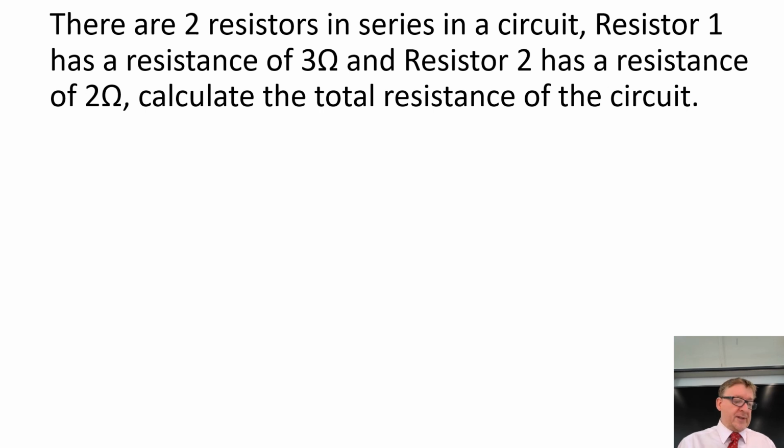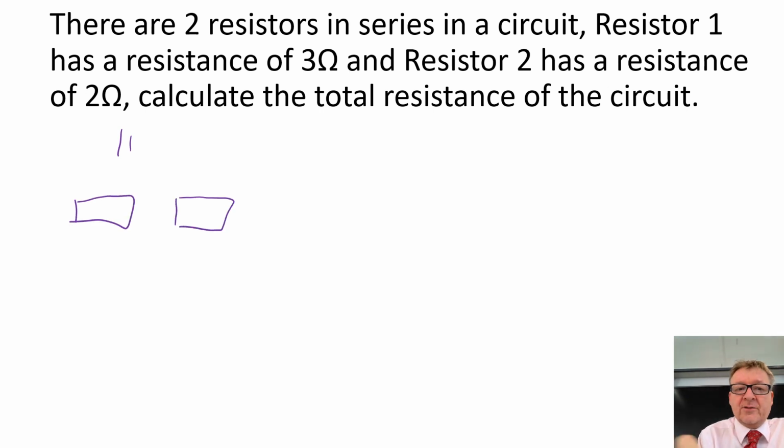There are 2 resistors in series in a circuit. Resistor 1 has a resistance of 3 ohms and resistor 2 has a resistance of 2 ohms. Calculate the resistance in the circuit. Right, so let's just draw a circuit. I've got a picture in my head now of what's going on. So there's 2 resistors. Resistor 1 has a resistance of 3 ohms and resistor 2 has a resistance of 2 ohms. There's my circuit.